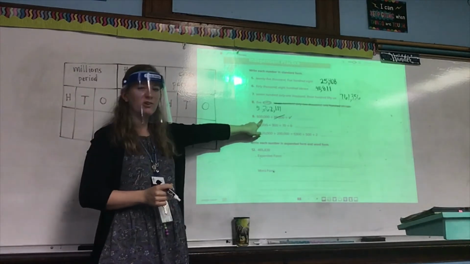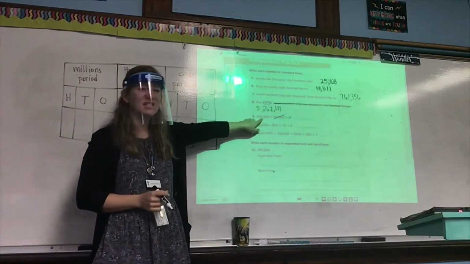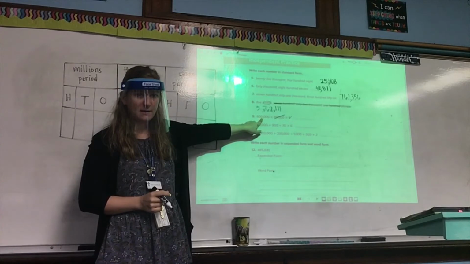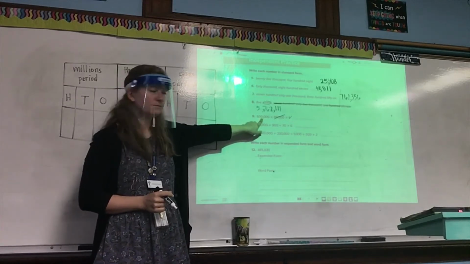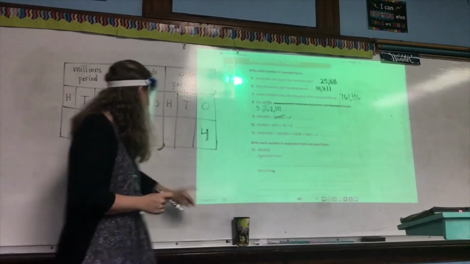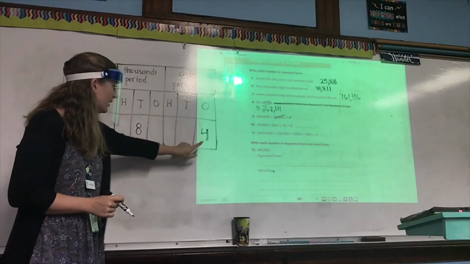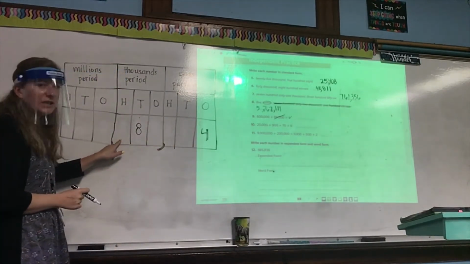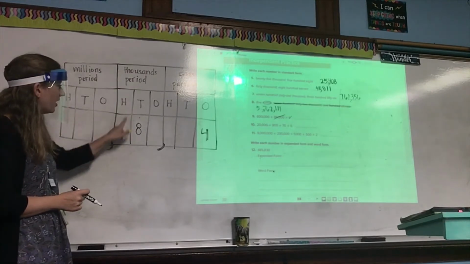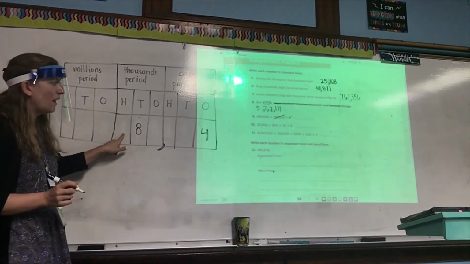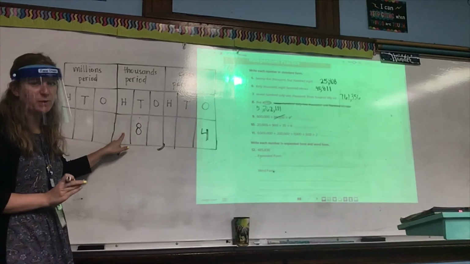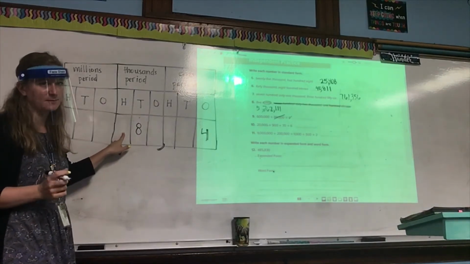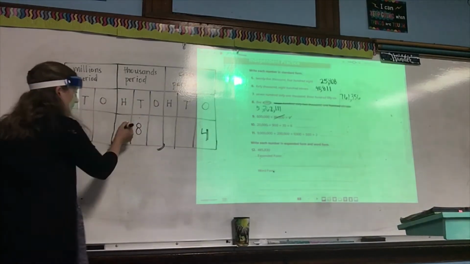Now we have 600,000. Carla, how many digits are in 600,000? 6. So we need to move 6 places over. 1, 2, 3, 4, 5, 6. And then we need to figure out what digit we are in the 100,000s place. What digit in the 100,000s place would be worth 600,000? 6.